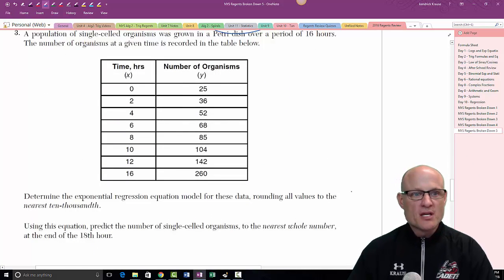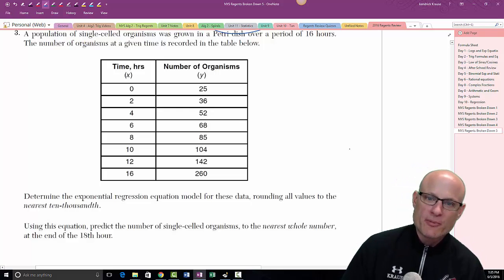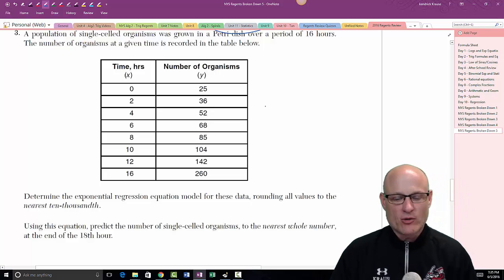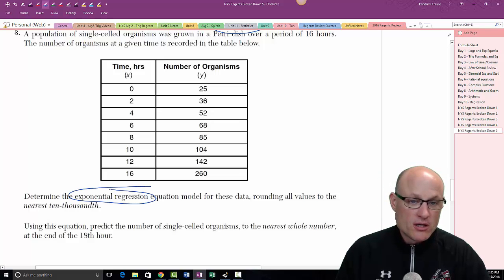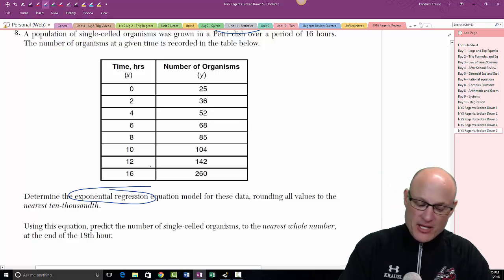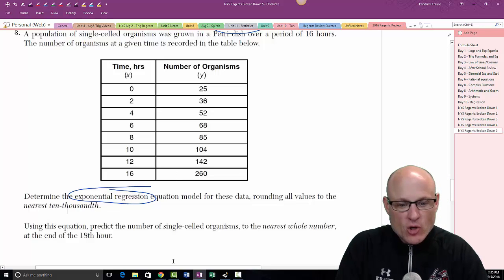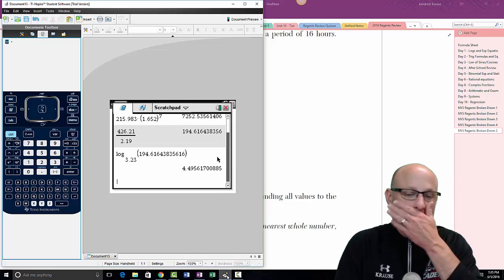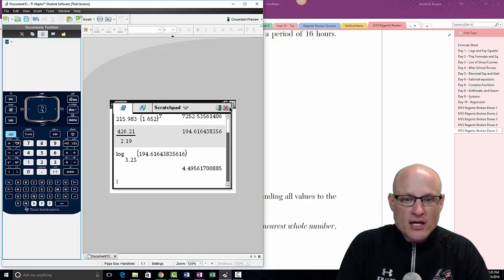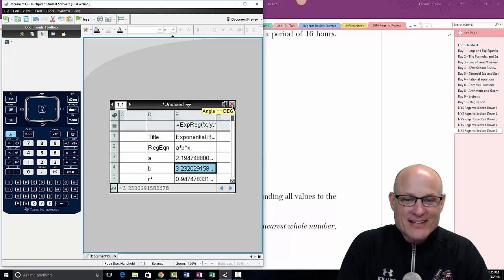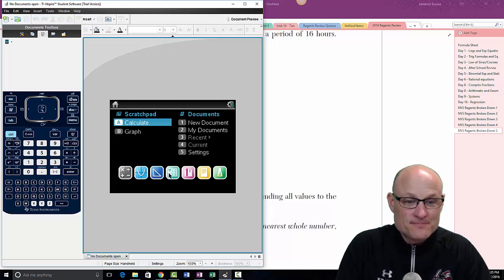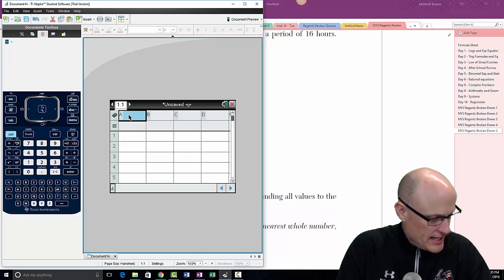All right, here we go. A population of a single cell organism grown in a petri dish over a period of 16 hours. The number of organisms in a given record ends here. Okay, look, exponential regression. Now, again, I didn't pick these. These are the problems that New York State picks over and over again. That's why I kind of like this test. It should be very simple for you to pass because you're doing the same thing over and over again. So let's see what we got.